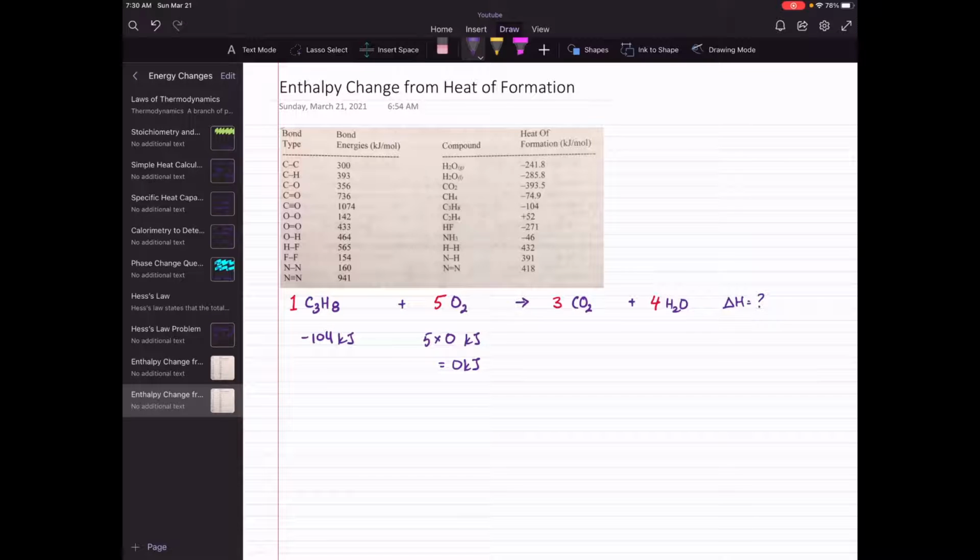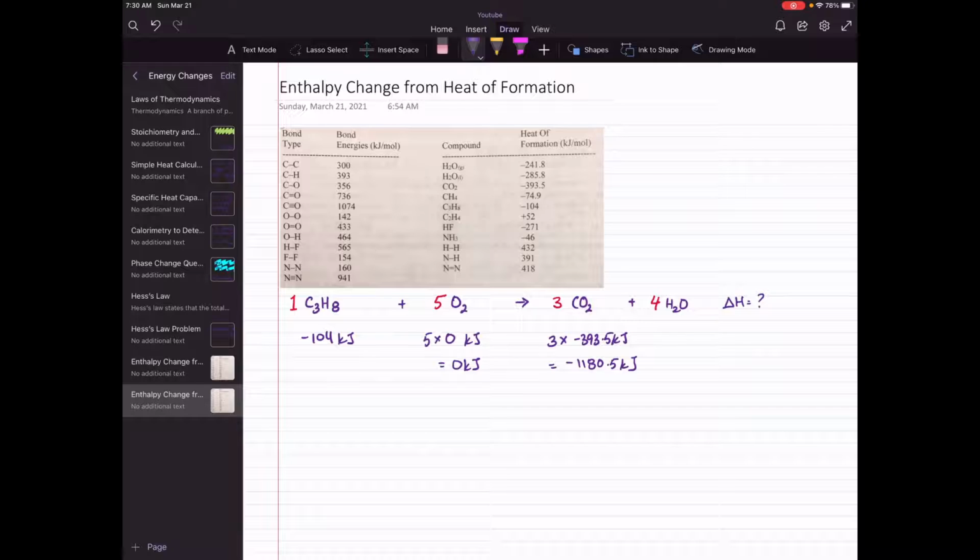And CO2, I'm just writing the information below, is negative 393.5. So this is 3 times negative 393.5 kilojoules of energy, which results in a total value of, and again I'm going to use my calculator, 3 times negative 393.5, and that gives us a value of negative 1180.5 kilojoules of energy.